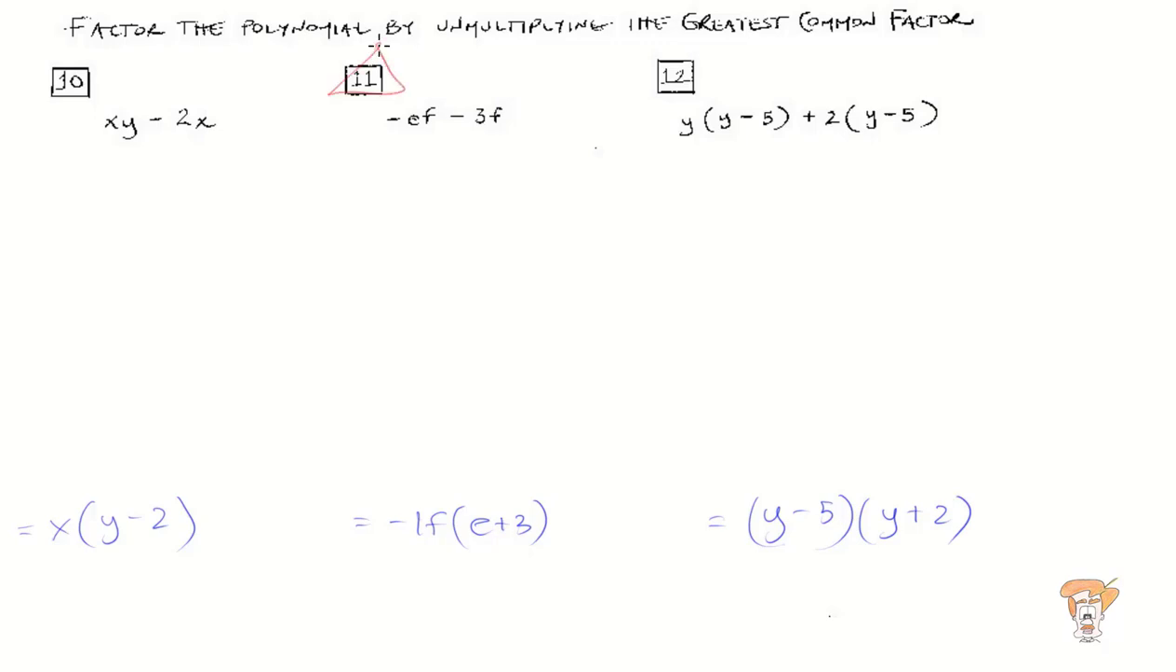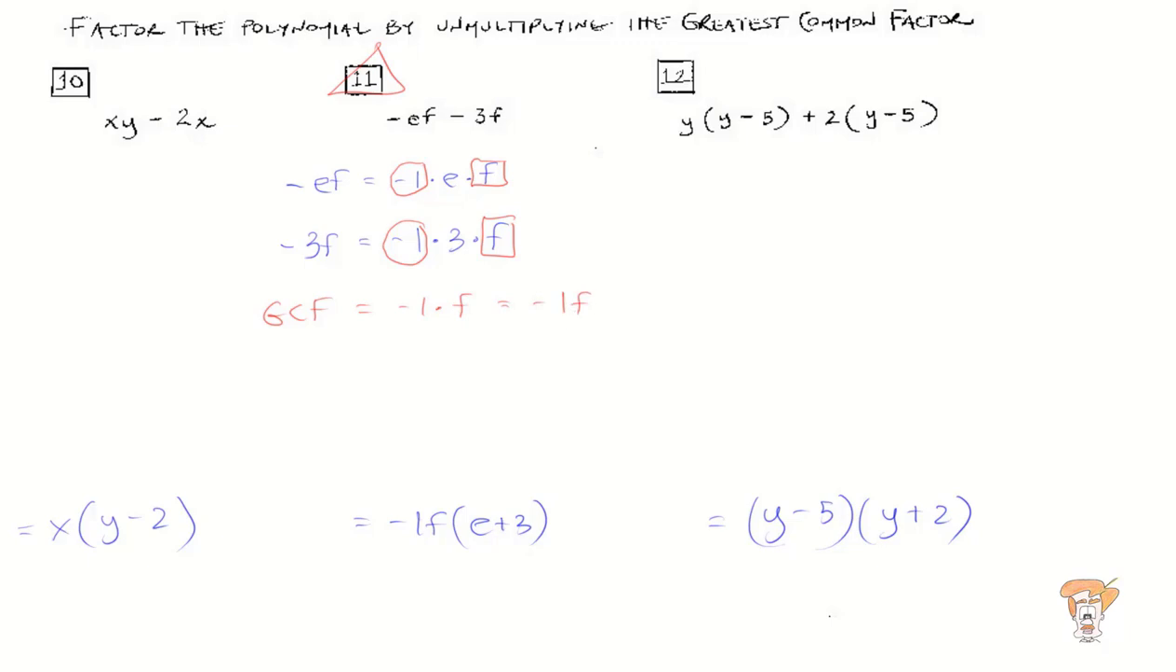We have 2 monomials. In order to determine the greatest common factor, we need to determine the factors of each of the monomials. The monomial minus ef, the factors of that monomial are minus 1 times e times f. The factors of minus 3f are minus 1 times 3 times f. Let's identify the factors that they have in common. It appears that they have a minus 1 in common, and it also appears that they have an f in common. Therefore, our greatest common factor between those 2 monomials is minus 1 times f, or minus 1f.